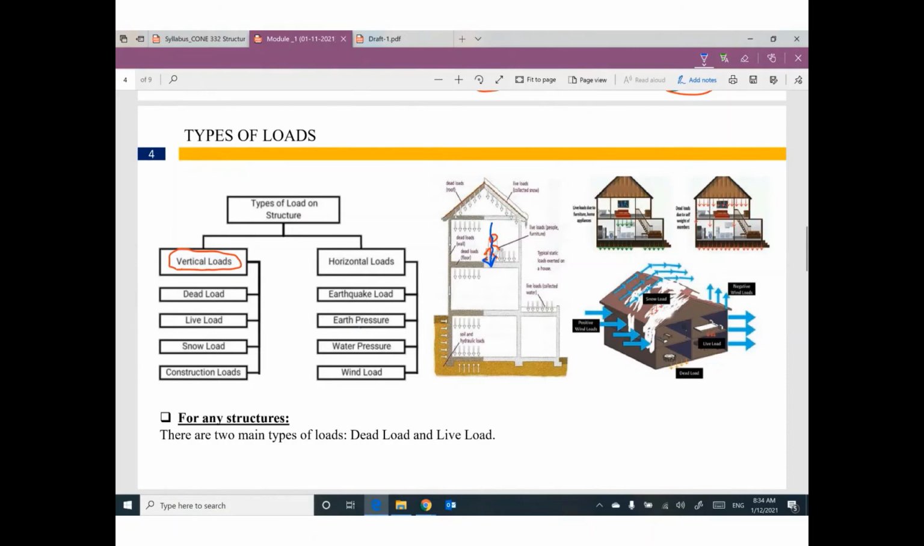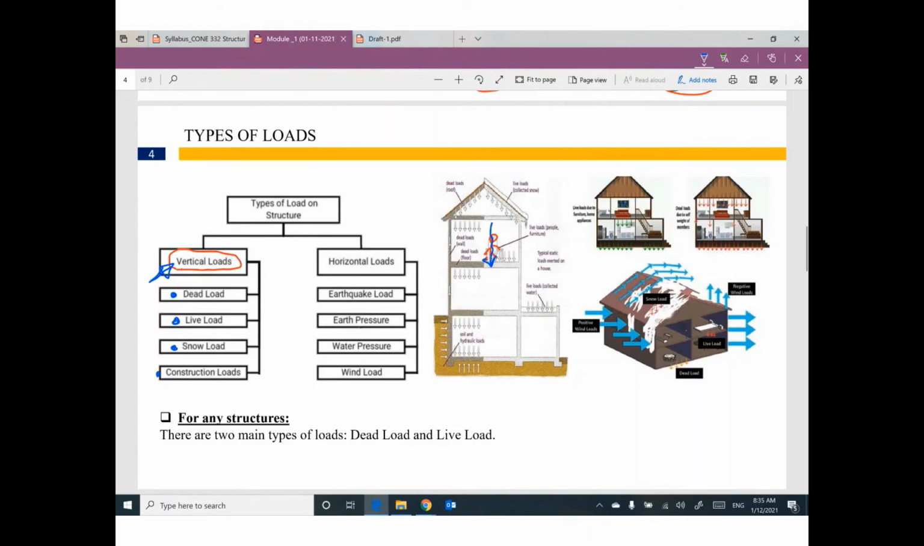The weight of snow, if you have snow on the roof of your building, this snow is a vertical load. If you have construction in your building, the weight of the construction material, construction labor, or equipment, all of these are vertical. So vertical loads can be dead load, live load, snow load, or construction load. All of these loads are vertical loads.